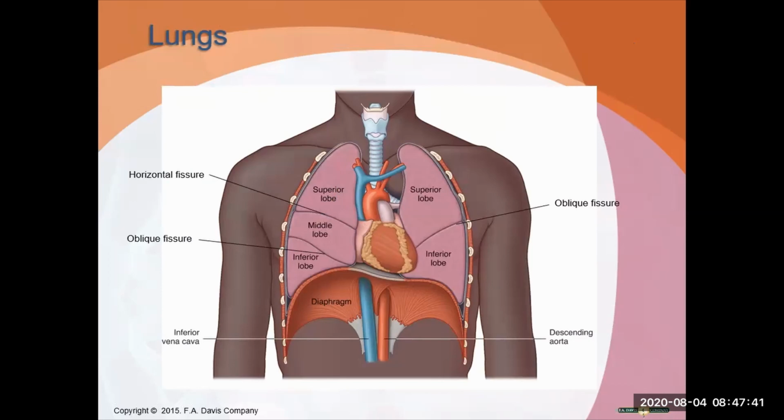A, to facilitate in the diffusion of oxygen across the respiratory membrane. B, to transport oxygen to the alveoli. C, to purify the air entering the respiratory tract. Or D, keep the alveoli from collapsing. So a surfactant is actually B.